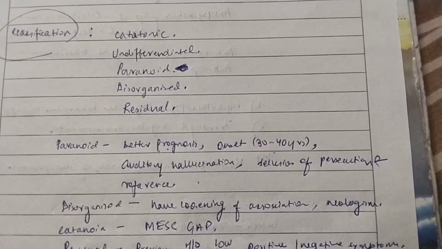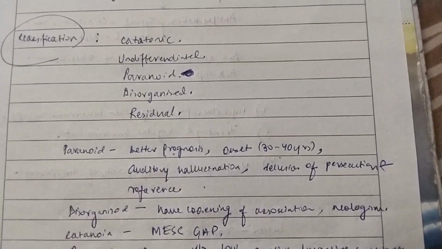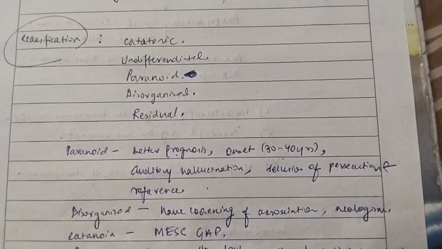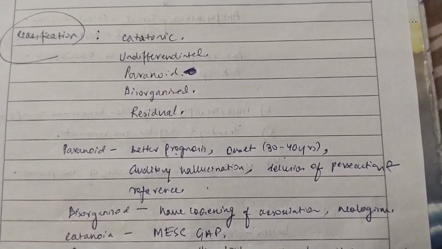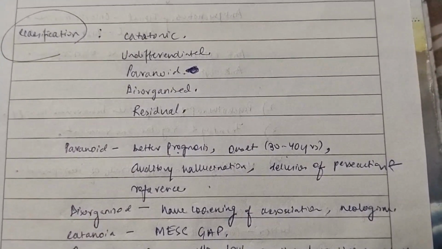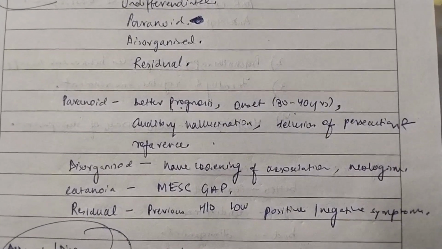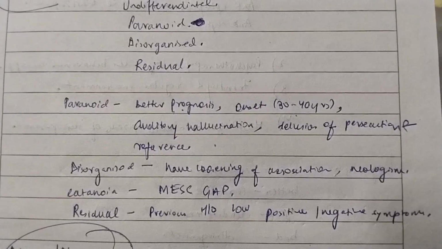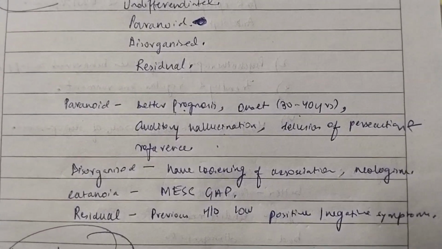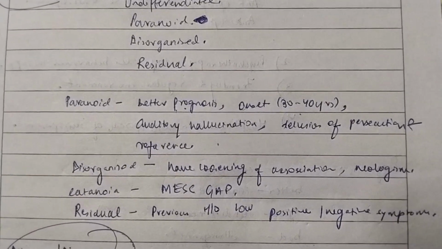Delusion of reference means nobody is actually talking about me, but I feel that they are talking about me with reference to me, okay. And delusion of persecution means somebody is going to kill me. I had that delusion. Disorganized means there is loosening of association and there is neologism. Neologism means new ideas will come.